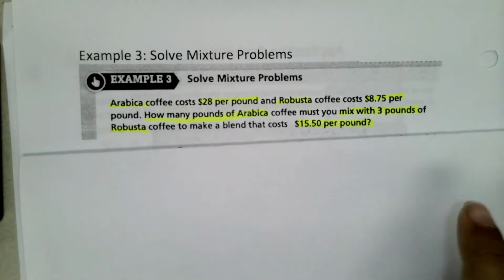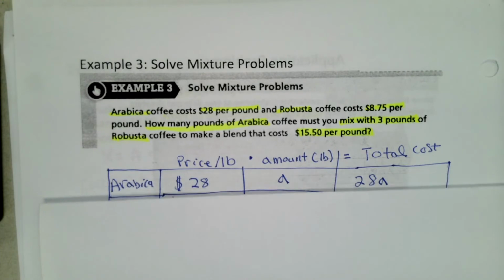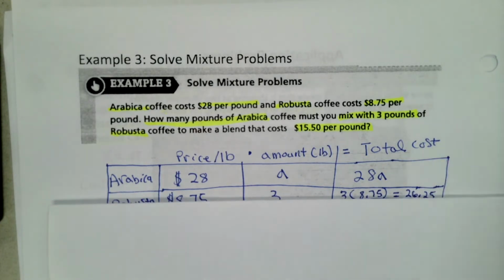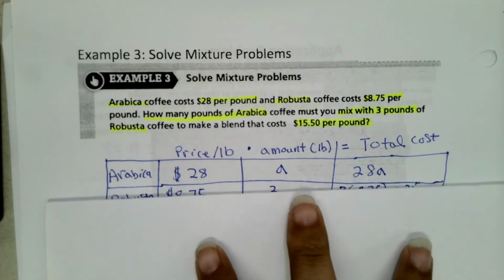I've already created it for you on this one, so I'm going to show it. We want to create it where we have a section for price per pound times amount equals total. There's Arabica. We know we have 28 per pound for Arabica, but we don't know how much we need because it says how many pounds. So we have A. Then our total cost is 28A because however much we have, it's 28 times that per pound. Now let's talk about Robusta.